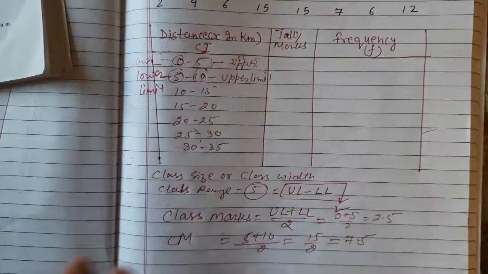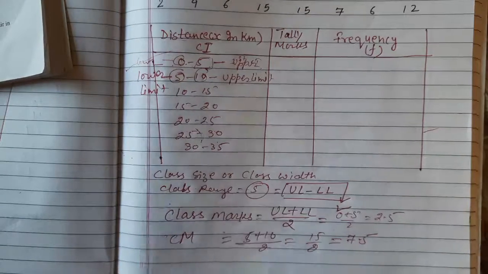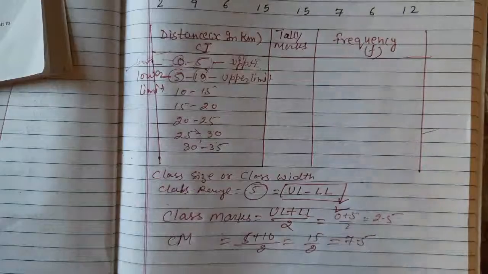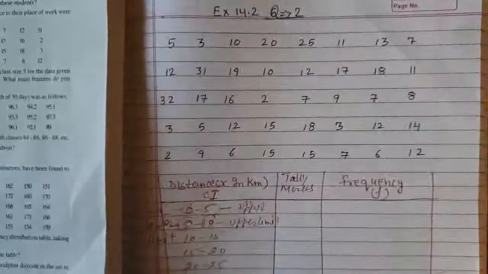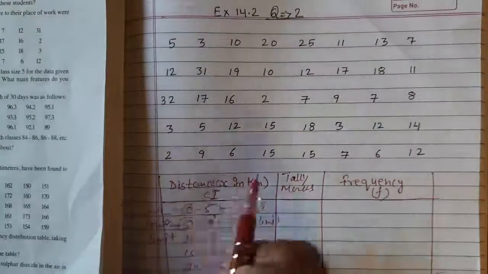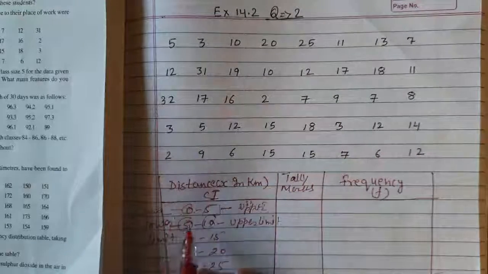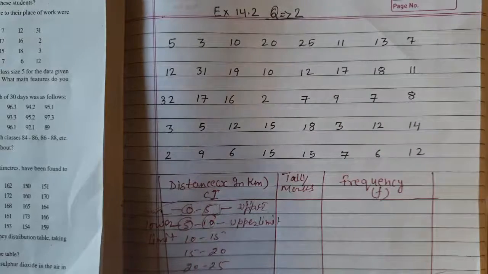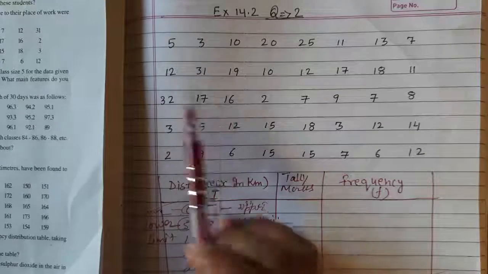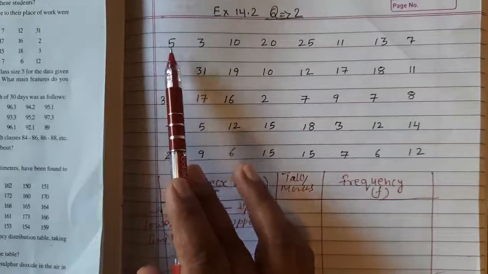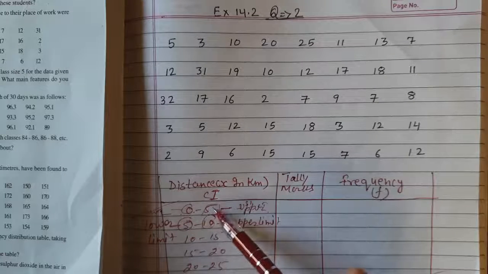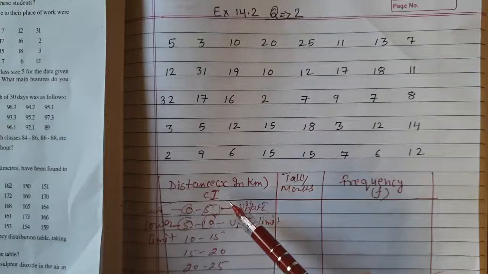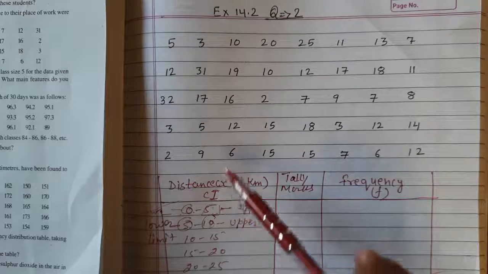Upper limit, lower limit clear, class size, class width clear, class mark is clear. So now we'll make the frequency distribution table for the observations. First we will see the observations lying between 0 to 5. In this, 5 we will not include. If an observation is exactly on the upper limit, it will go to the second class interval. We will not include it in the first class interval. This point we should keep in mind when we are making a class interval.